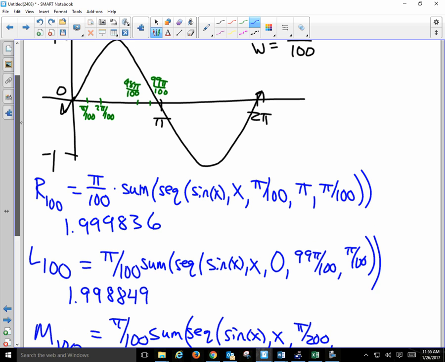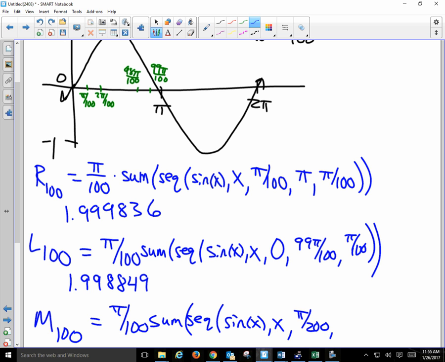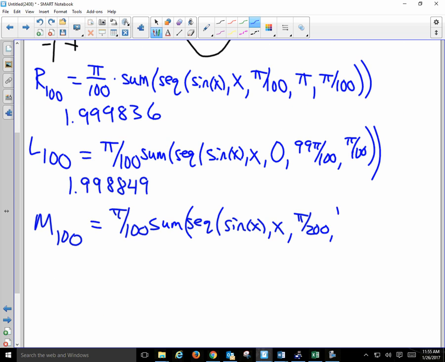Where do we stop? We stop halfway between 99 pi over 100 and pi. 199 pi over 200. So you would average them. So you take 99 pi over 100 plus 100 pi over 100, which is pi, and divide that by 2. And when you do, you get 199 pi over 200. So that's our ending.